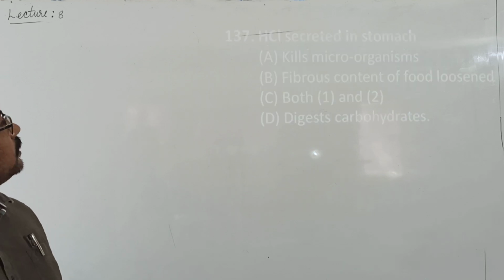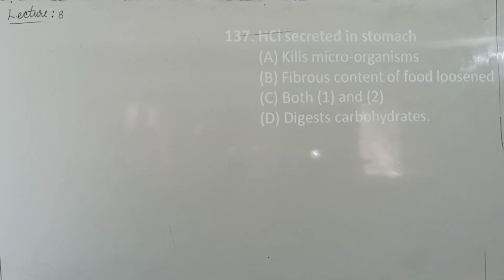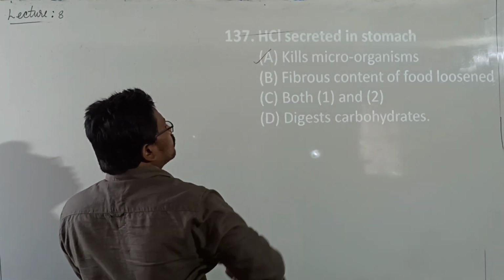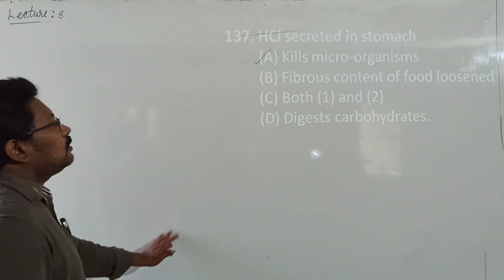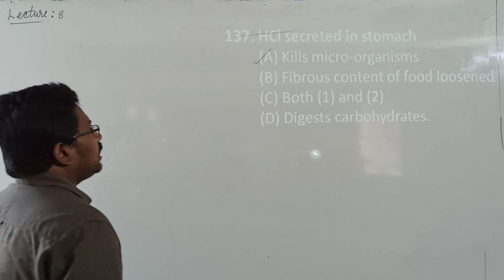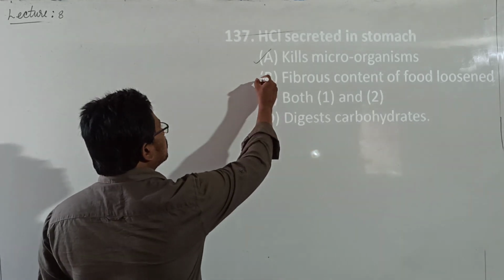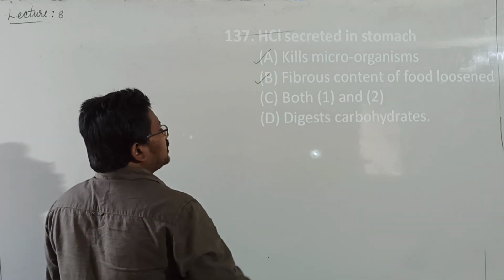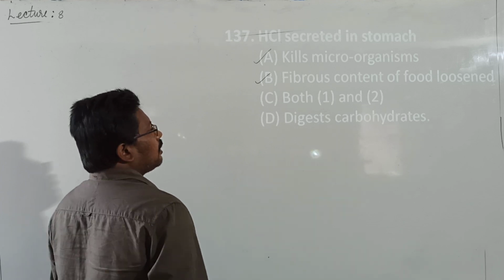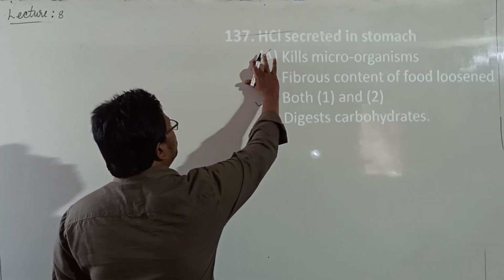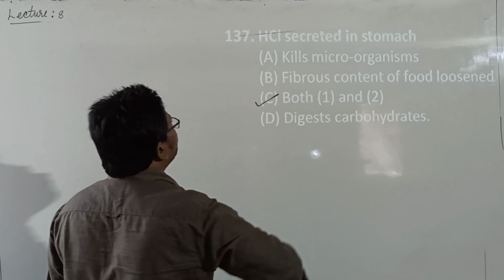Then the next one. HCl is secreted in the stomach. For what purpose is the HCl secreted in the stomach? The HCl that is produced in the stomach kills microorganisms, and it also helps in loosening the fibrous content in the food. And we know that HCl will not help in digesting any of the carbohydrates. So both 1 and 2 will be the right option.